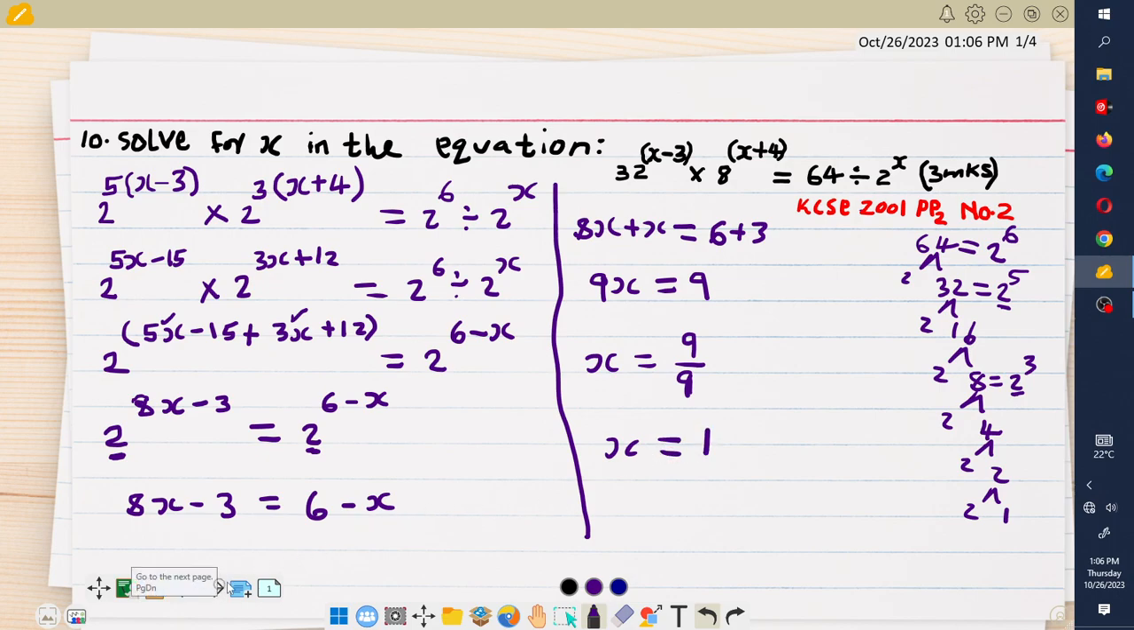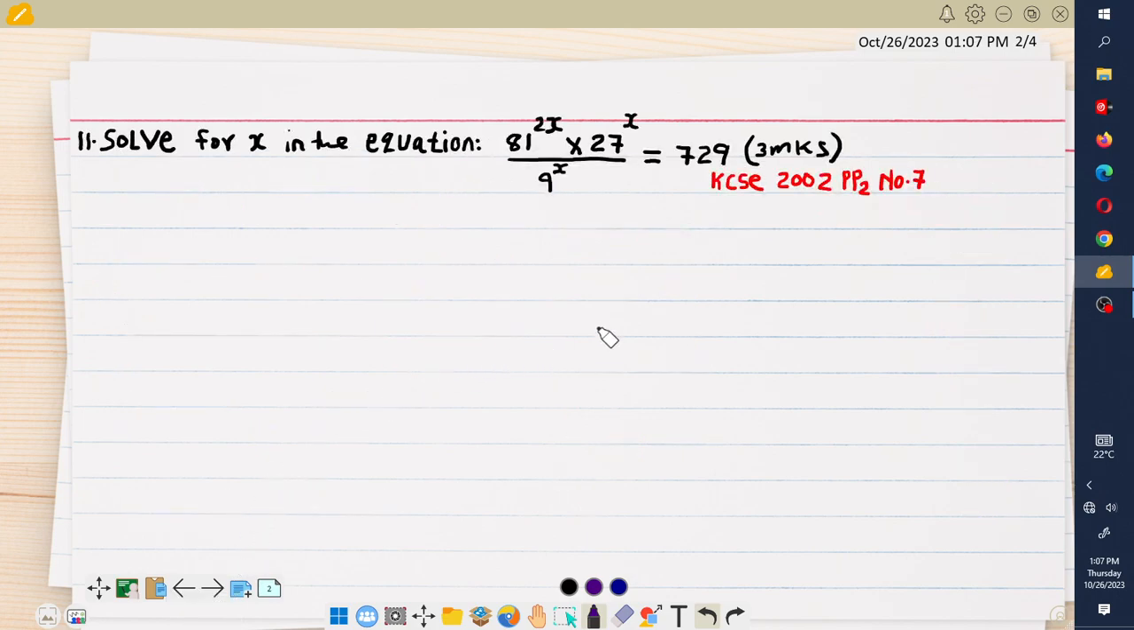Then we look at our 11th example, which is also a past KCSE question done in 2002, paper 2, question number 7. It reads, solve for x in the equation 81 power 2x times 27 power x divided by 9 power x is equal to 729.